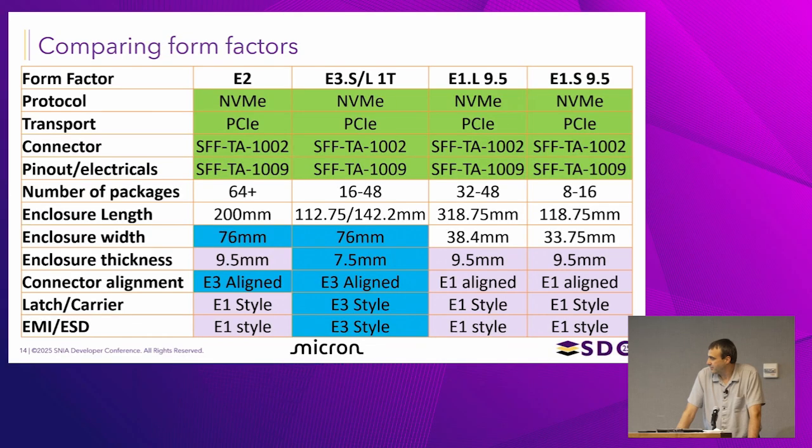But you can see the dimensions ended up being 200 by 76 by 9.5. We did align the connector to E3, and I'll touch more on why we did that in a bit. But the latch and carrier look more like E1.